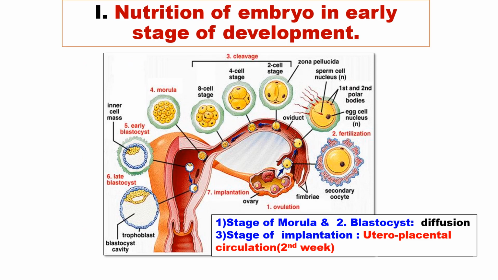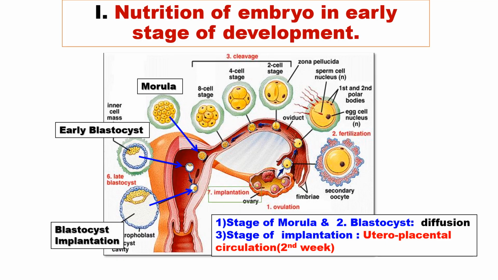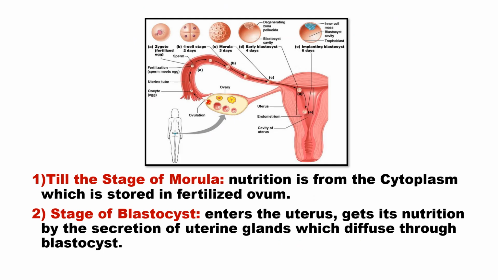Nutrition of the embryo in the early stages of development, that is the stage of morula and early blastocyst, is predominantly by diffusion. Once the blastocyst has implanted, the nutrition is by uteroplacental circulation, which occurs around the 2nd week of intrauterine life. So these are the various stages of nutrition.